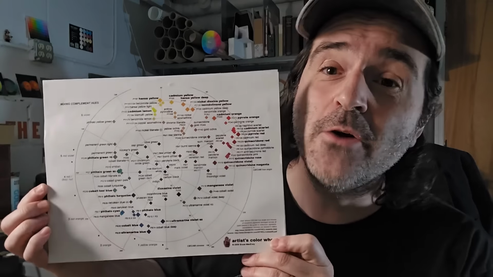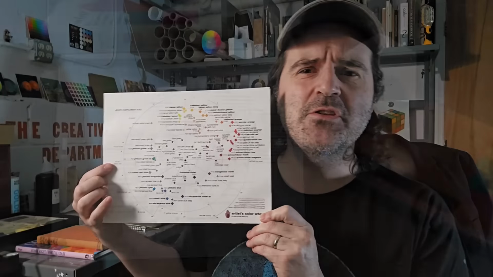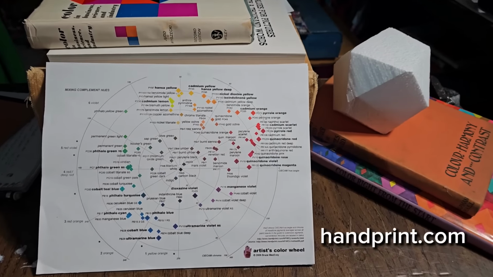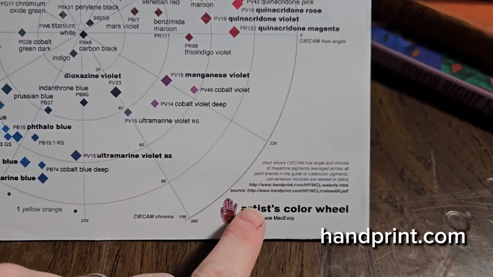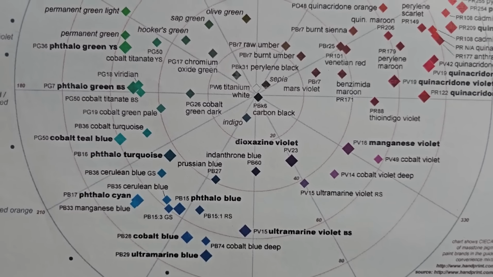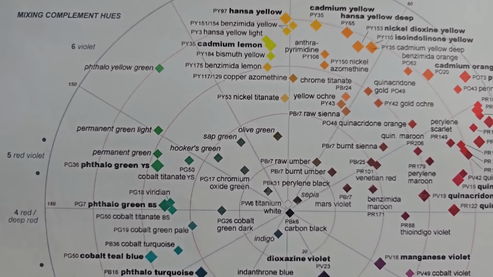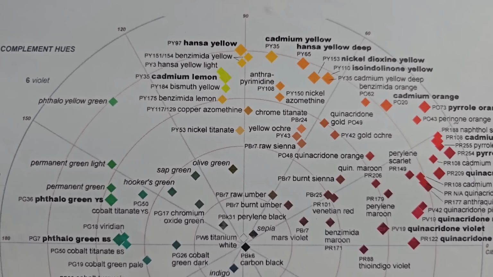So this week we're looking at Bruce MacEvoy's Artist's Color Wheel. The final version of this was published on his website, handprint.com, in 2009. It's a chart of about 80 watercolor pigments that I've been studying for years. In fact, I'm kind of nostalgic for this thing. In many ways, MacEvoy's chart inspired my own work in color theory.